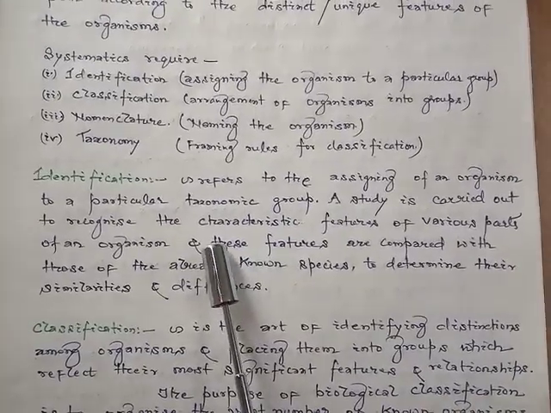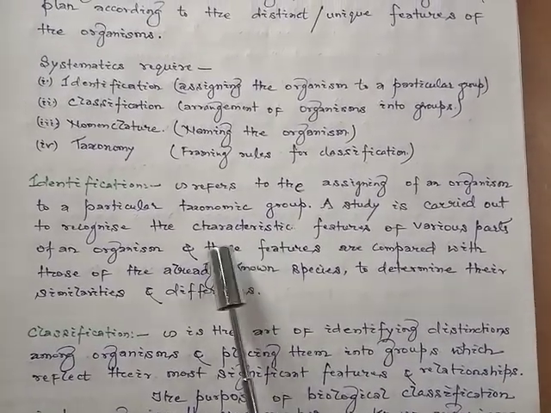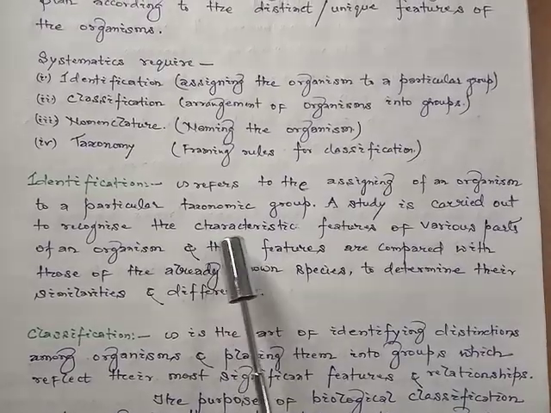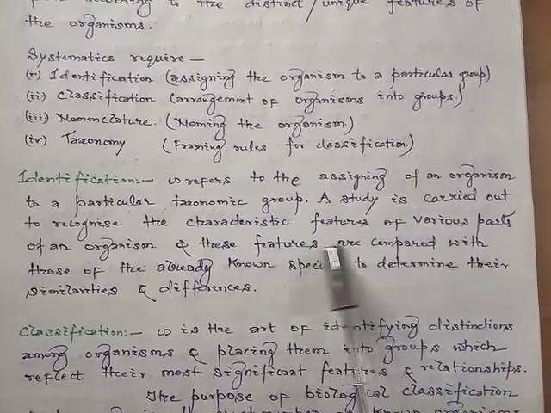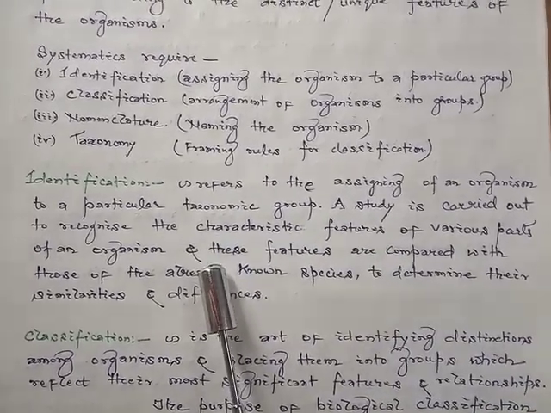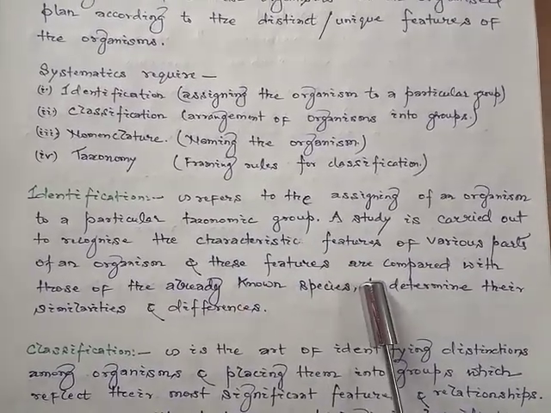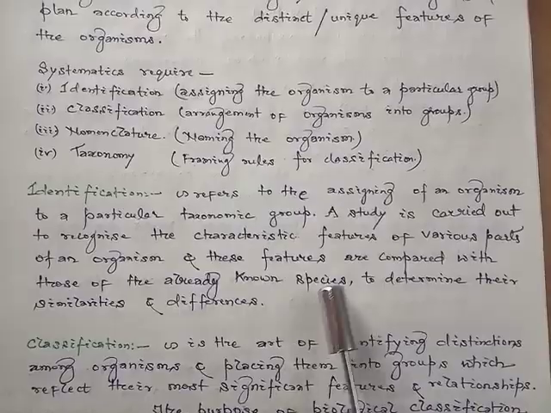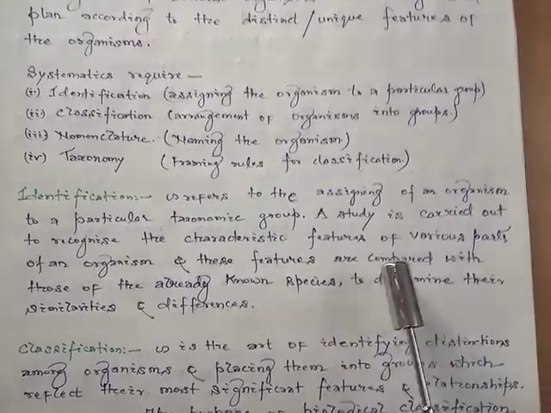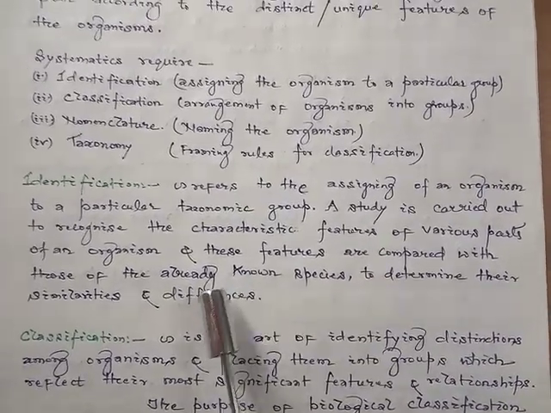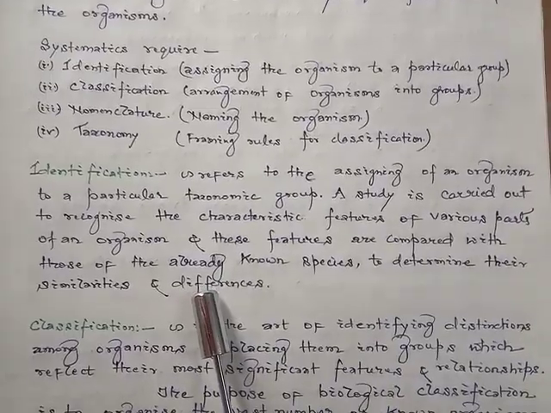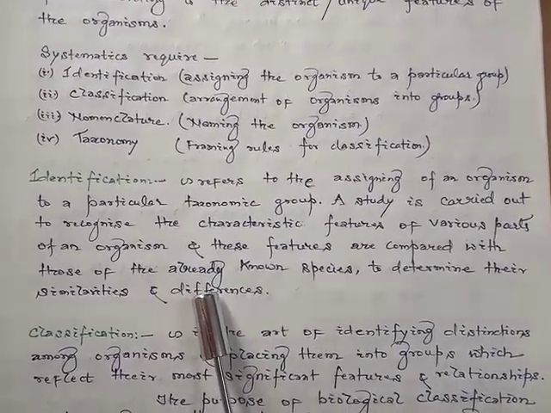So just like that, in identification, we recognize the unique characteristic features of various parts of an organism, and those features are then compared with the already known species to determine whether they show similarities or some dissimilarities among themselves.